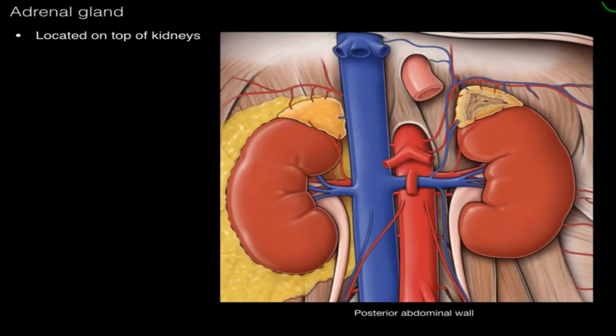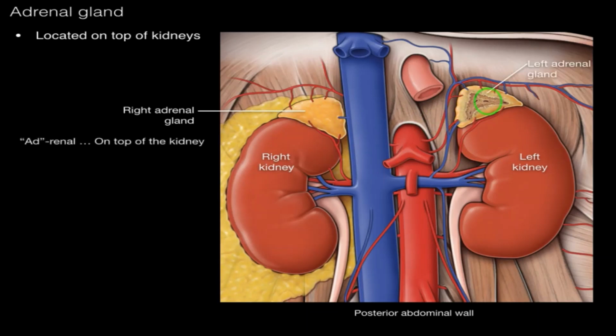Adrenal gland. It is located on top of the kidneys. So this is the right adrenal gland, and this is the left adrenal gland. The adrenal gland is located above each kidney. This is the right kidney, this is the left kidney, and these are the right adrenal gland and the left adrenal gland.